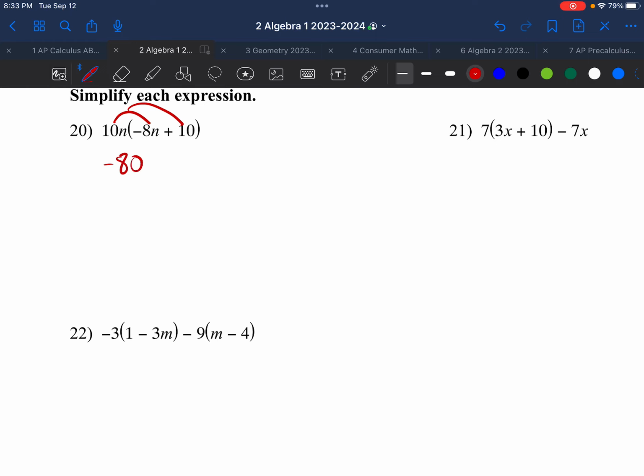And how do we do the n's? So just as a reminder, this is n to the power of 1 and n to the power of 1. When you don't see a power, you assume that power is 1. And you just add the powers and leave the n. So this is n to the power of 1 plus 1 is 2, so you say n to the power of 2. Okay, that's the first start.